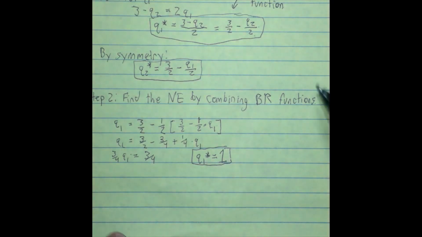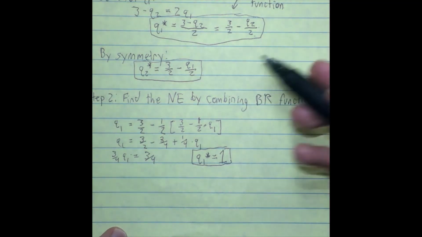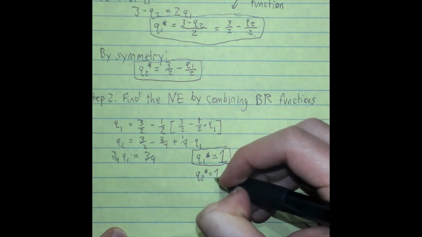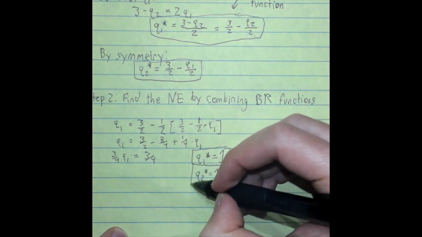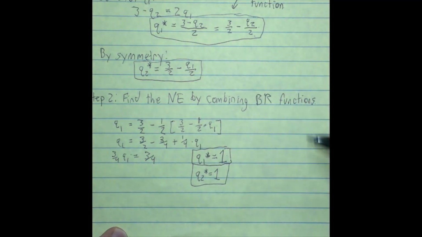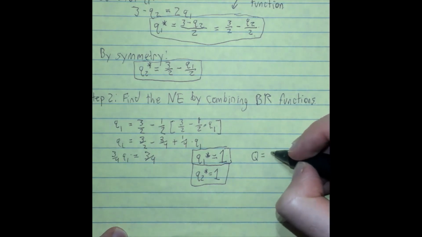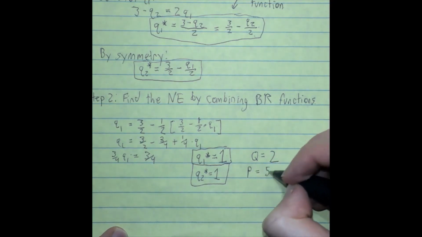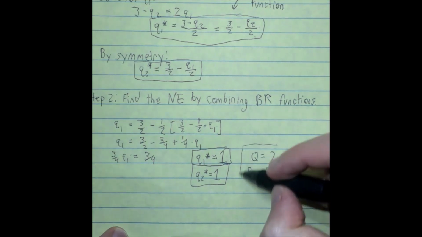And what we got is that firm 1 should produce 1 unit of output. We can plug that back into here, and we'll see that also Q2 is equal to 1. Right, so 3 halves minus 1/2 is just 2 halves, or 1. So the quantity in the market, the aggregate supply, is 2, and the price is equal to 5 minus Q, which is then equal to 3.